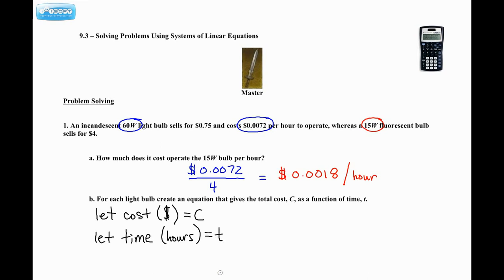I'm going to be consistent with color, so in blue I'm going to create a cost function for the 60 watt bulb. The cost initially is, in dollars, 0.75. That's to start. But then we have to add on how much we have to pay per hour. So this is 0.0072, and then we multiply that by however many hours the light bulb has been running for. This is for the 60 watt, and for the 15 watt, its cost is $4. So up front you have to pay way more, but the operating cost is only 1/4 that of the 60 watt bulb. So those are our two equations.